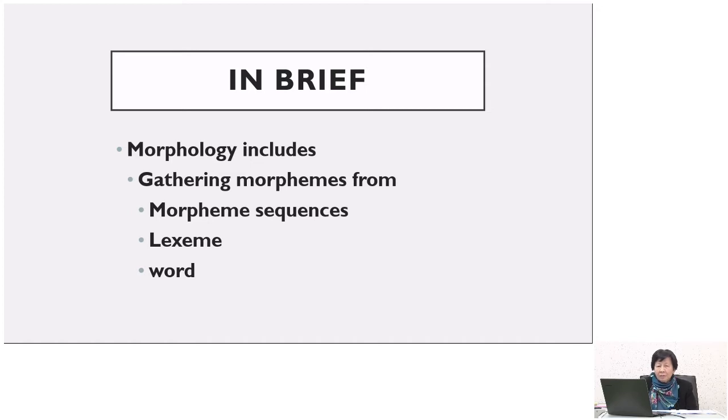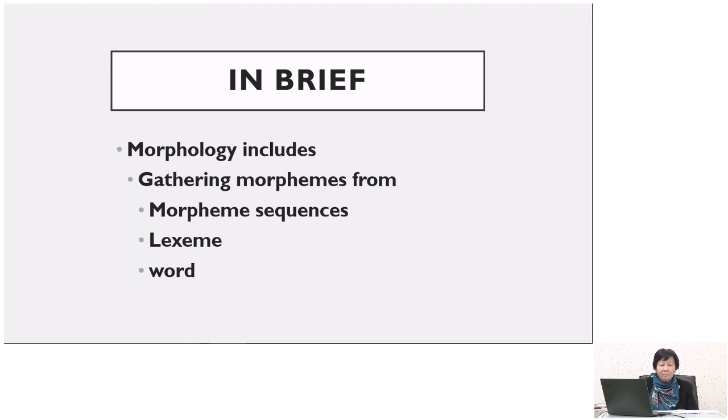That when we talk about morphemes, when we study morphology, it includes at least one: gathering morphemes. You see that we have discussed today, right? First of all, you have to gather morphemes if you want to get your morphology scientific. First of all, you have to gather data. It means that you are going to gather morphemes.